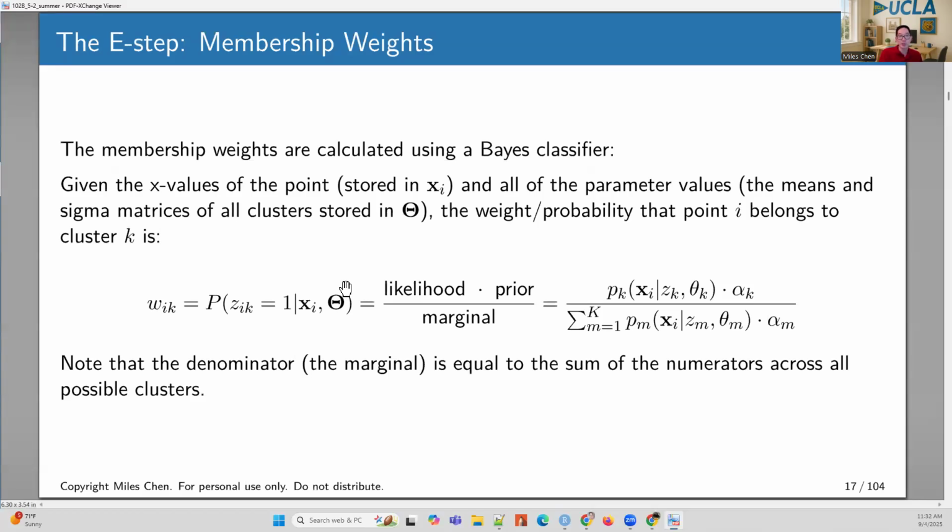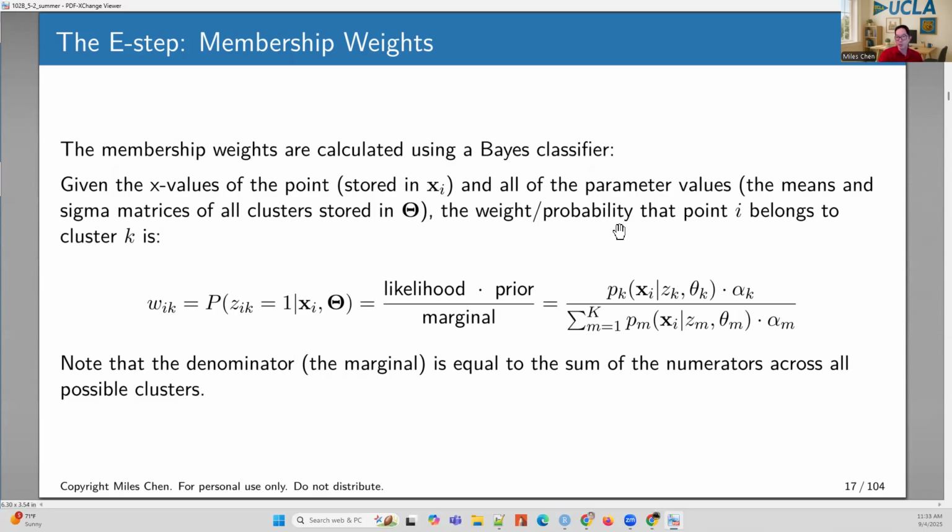So the membership weights are going to be found using the Bayes classifier. So given some point X, and all of the parameter values, that is the means and sigma matrices of all of our clusters stored in our big, I guess, vector or object theta.